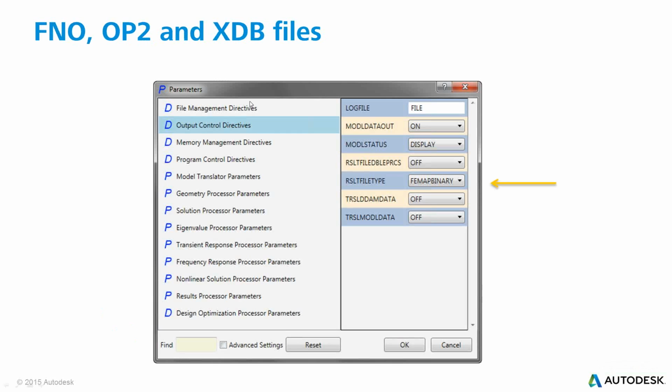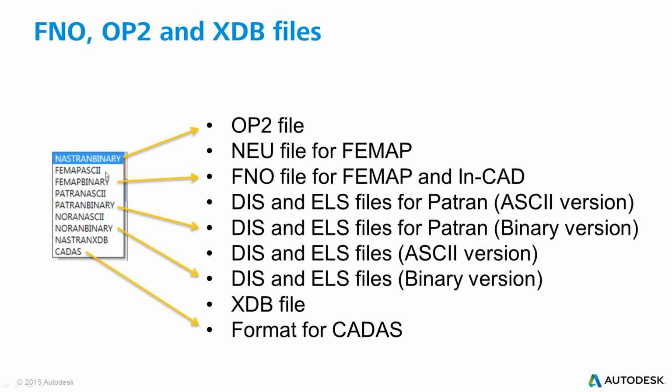In your parameters, it is an output control directive, and down here is result file type, and the default is FEMAP binary, which is the FNO file that we use for In-CAD. There also is Nastran binary, which is the OP2 file. There is also what I would call a FEMAP ASCII file, that's a FEMAP neutral file result format. The FNO is the one we used, FEMAP binary.